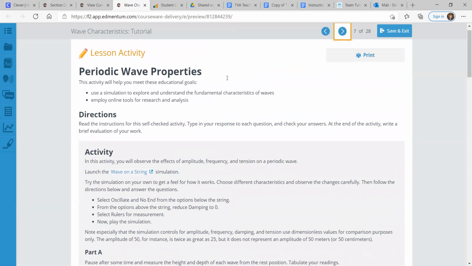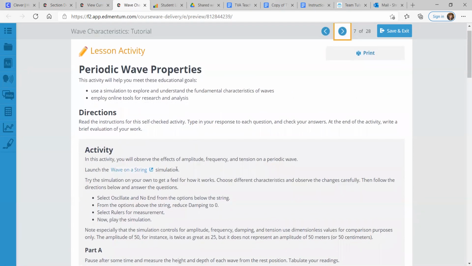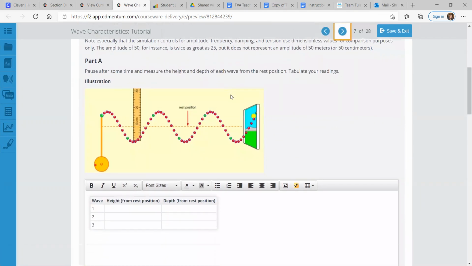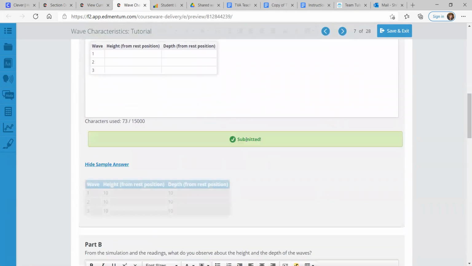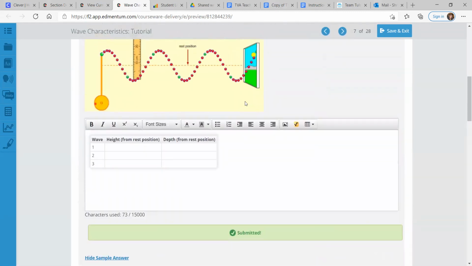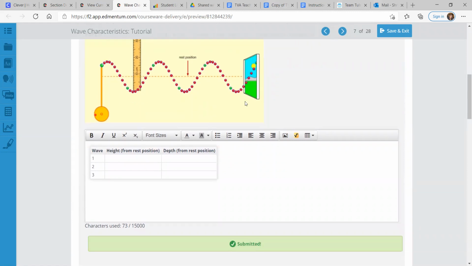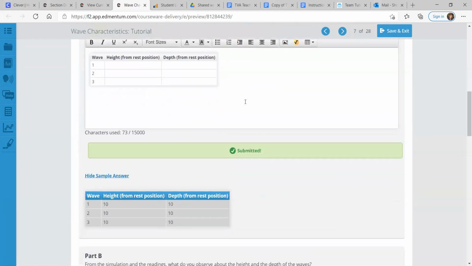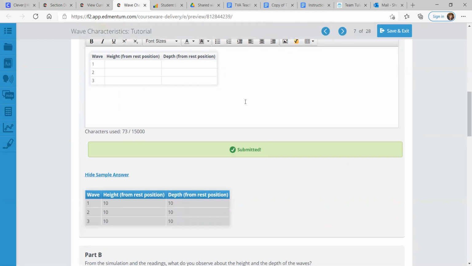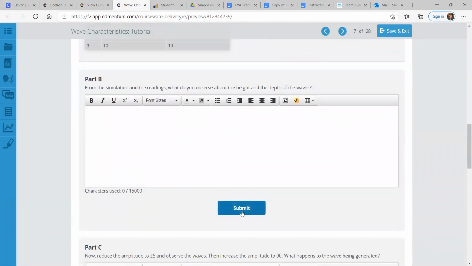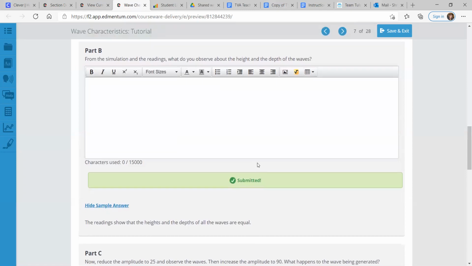So now we have a lesson activity, a simulation, wave on a string. It looks like this. And here are the answers for that. Wave 1, wave 2, wave 3, height from rest position, depth from rest position. From the simulation readings, what do you observe? The readings show that the heights and the depths of all the waves are equal.